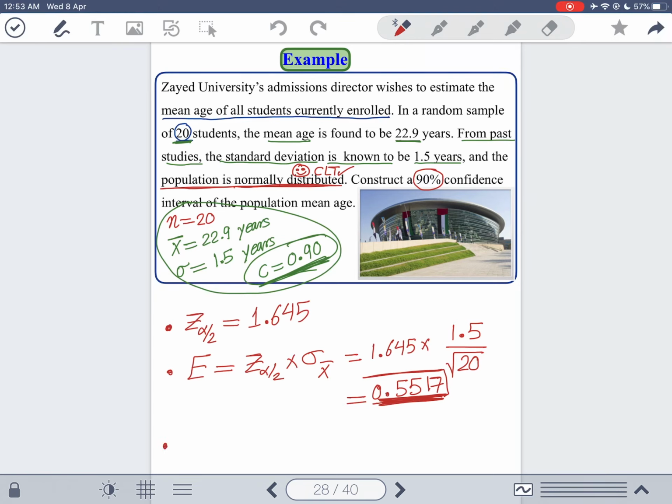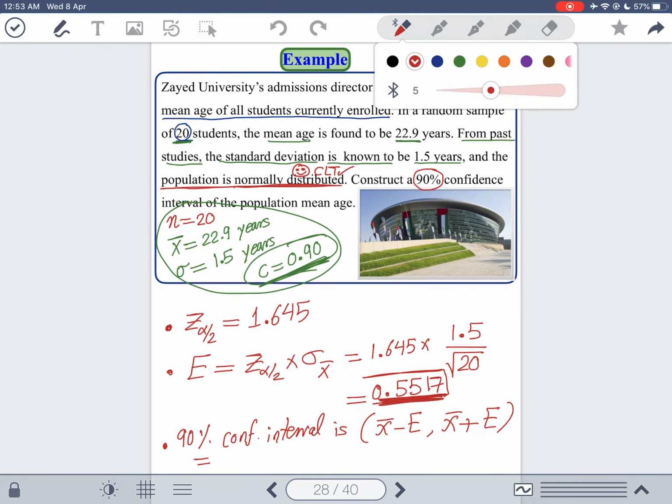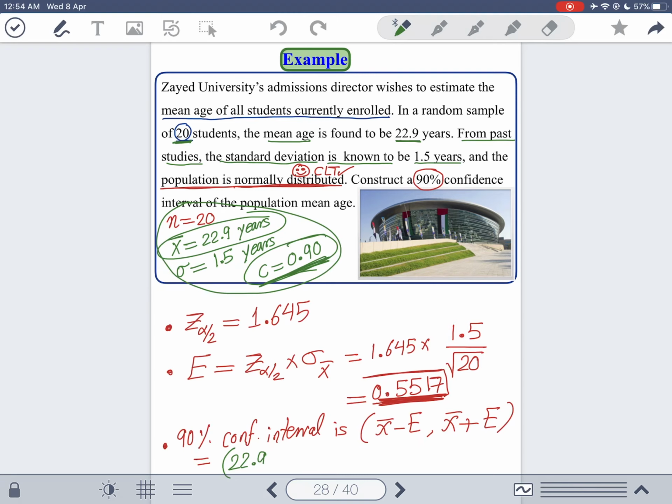Okay, so therefore we are 90% confident that our mu is where. So the 90% confidence interval is, and remember, you take x bar, subtract the margin of error, then x bar add the margin of error. What is x bar? It's here, 22.9. So you'll do 22.9 minus the margin of error, which is 0.5517, and the same thing, but you'll add it, 22.9 plus 0.5517.